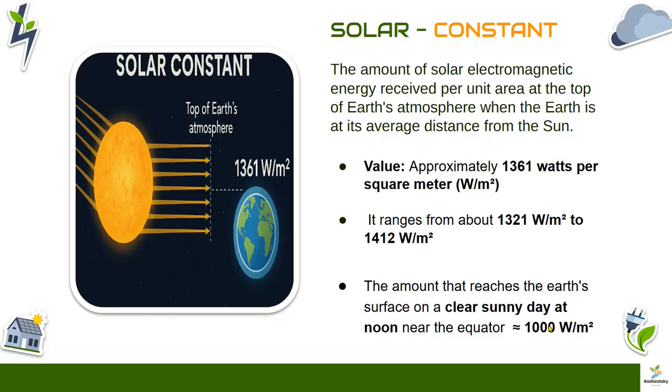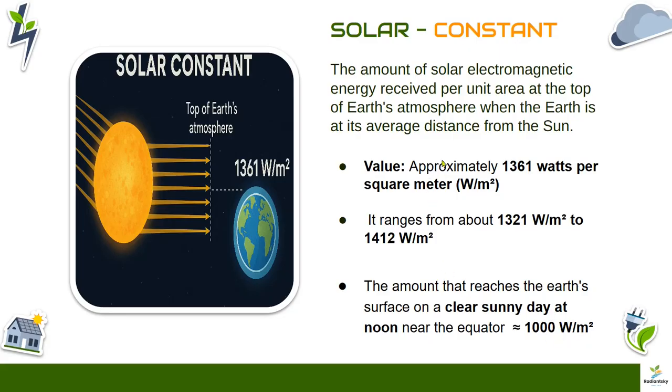You work with this measurement because the 1361 reaches the atmosphere, but before it gets to the Earth's surface, cloud and distance and everything must have filtered it. So the amount you should be expecting to reach the Earth's surface is actually 1000 watts per square meter. This is what is known as the solar constant, 1361 watts per square meter. So if someone asks you what the solar constant is, you'll be able to tell him that it is the amount of solar energy that reaches the Earth's atmosphere. But the amount that reaches the Earth's surface is 1000 watts per square meter.